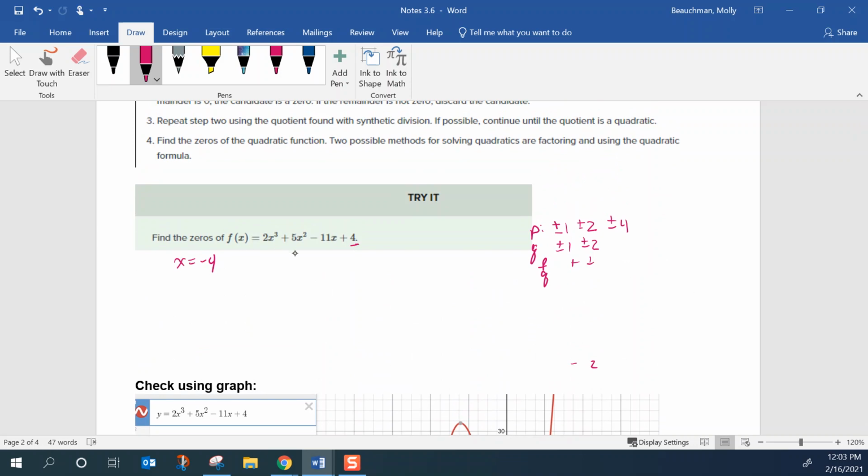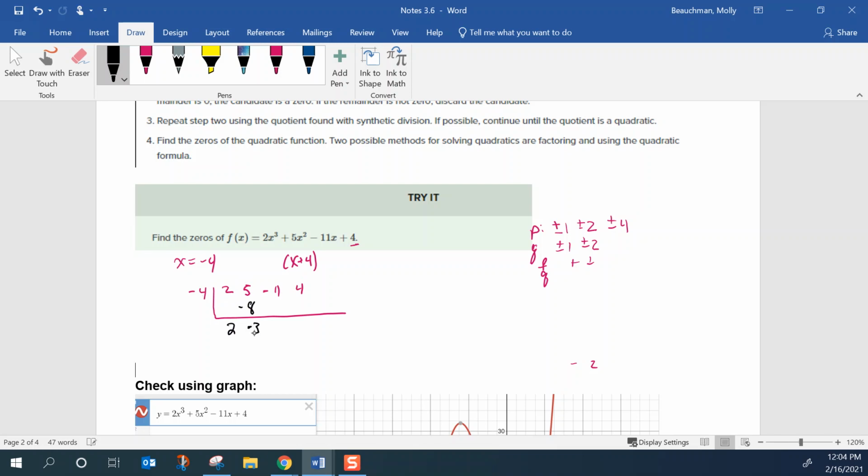If x equals -4 is a zero, then x plus 4 is the factor. So we divide this polynomial by x plus 4. That means -4 goes on the outside, and we get 2, 5, -11, 4. Do your synthetic division. 2 times -4 is -8.